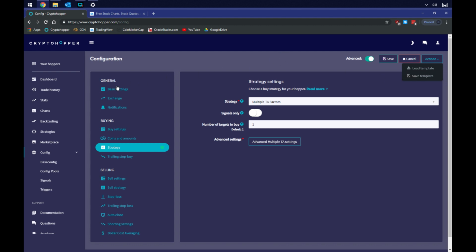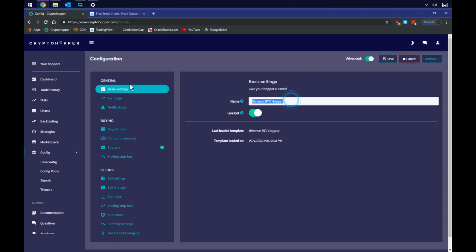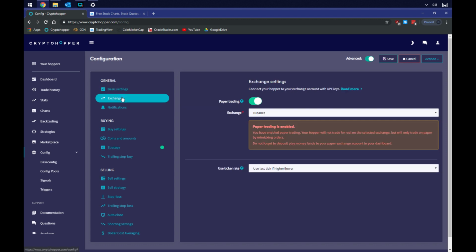Now, in the basic settings, let's enter the name of our hopper, and let me just put in tutorial. If this was a real bot connected to the exchange, we would disable live bot. In this case, as we're only trading virtual currency, it doesn't matter. Under exchange, you will see that paper trading is enabled, so no real money will be invested or traded at this point in time.